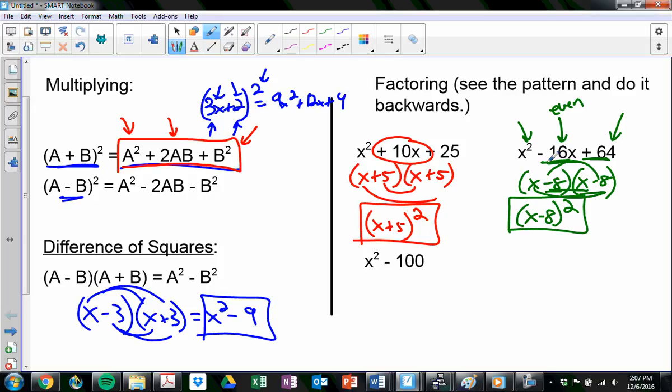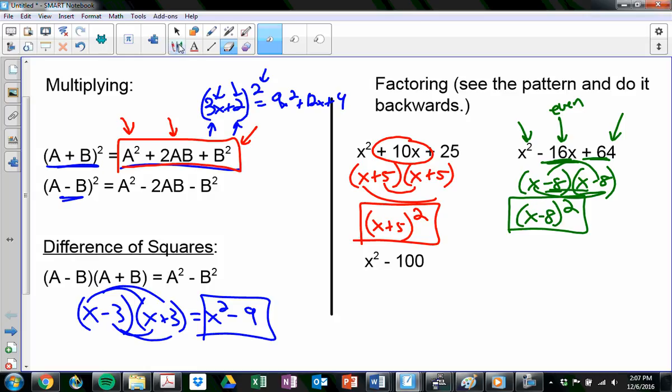It's a pattern that doesn't always work, like if I had x squared minus 18x plus 64. Well, yeah, that's a perfect square and that's a perfect square, but 8s don't work. 8s get me to 16, not 18. But it's at least a good thing to try for a shortcut. Check and see if you have that pattern there.